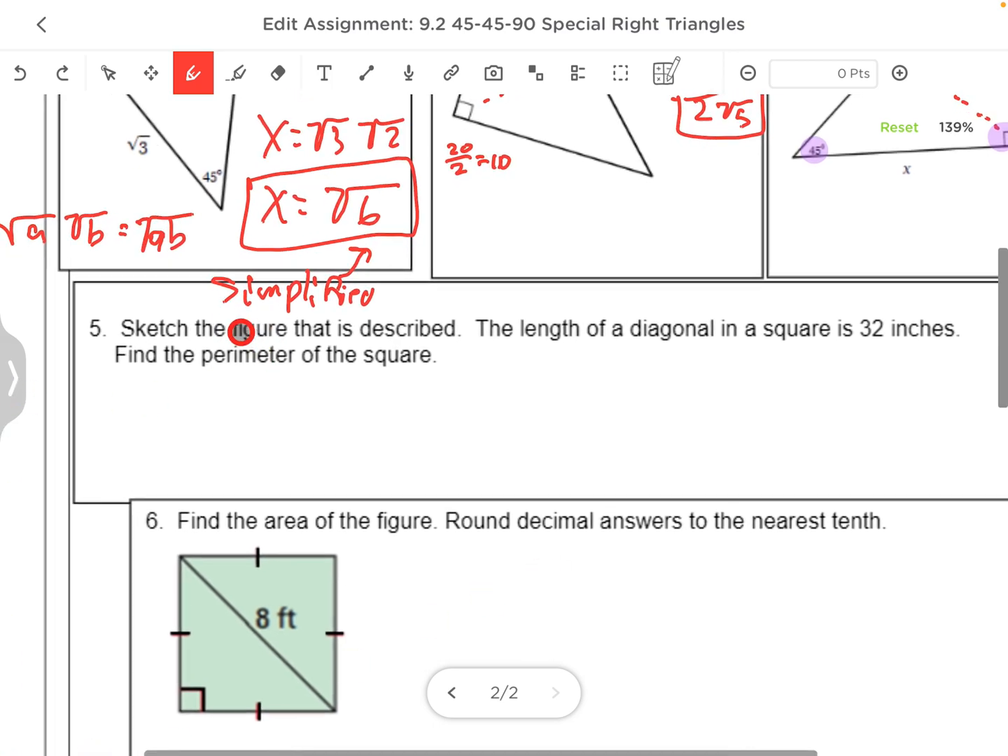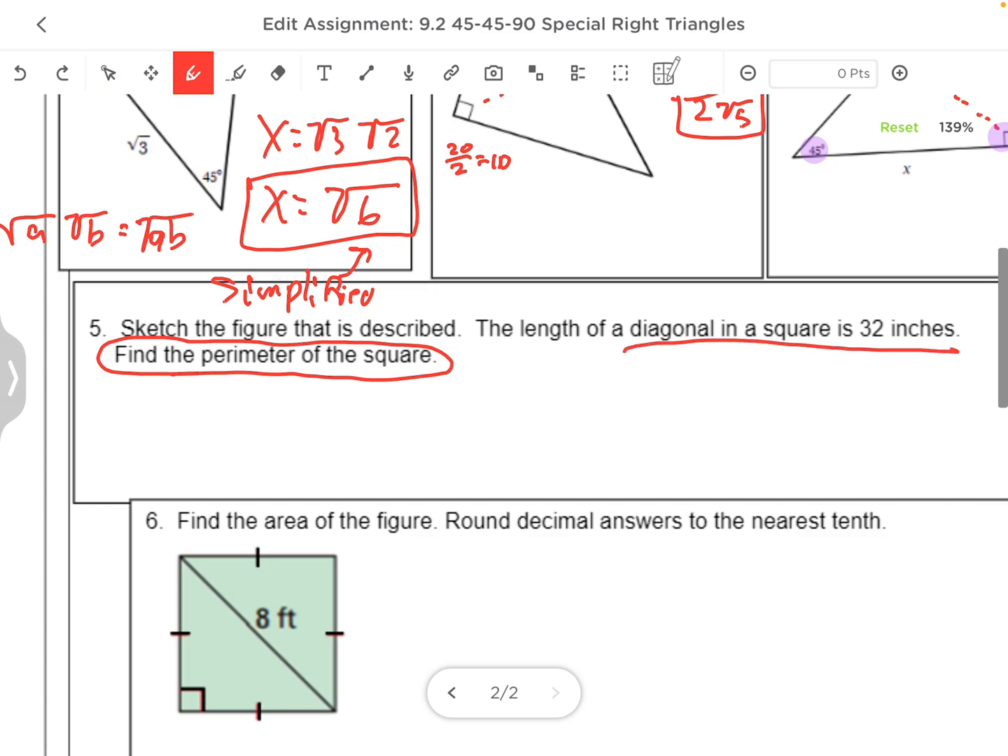It says, sketch the figure that is described. The length of a diagonal in a square is 32 inches. Find the perimeter. So let's circle that. Let's underline that. What does perimeter mean? Perimeter means add all side lengths, right?